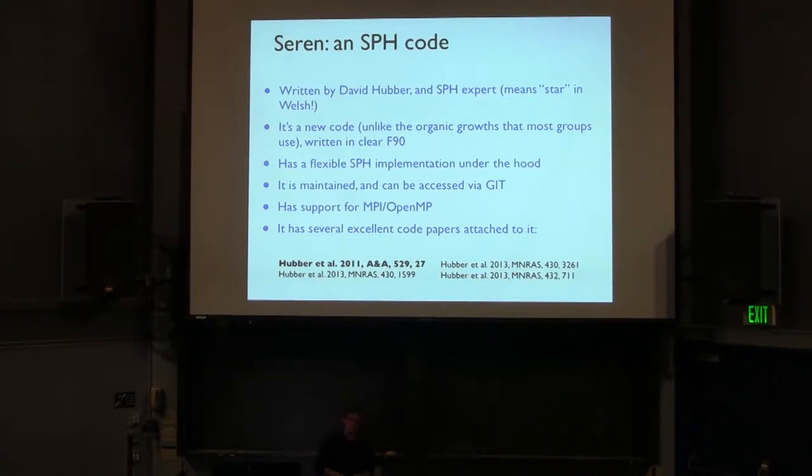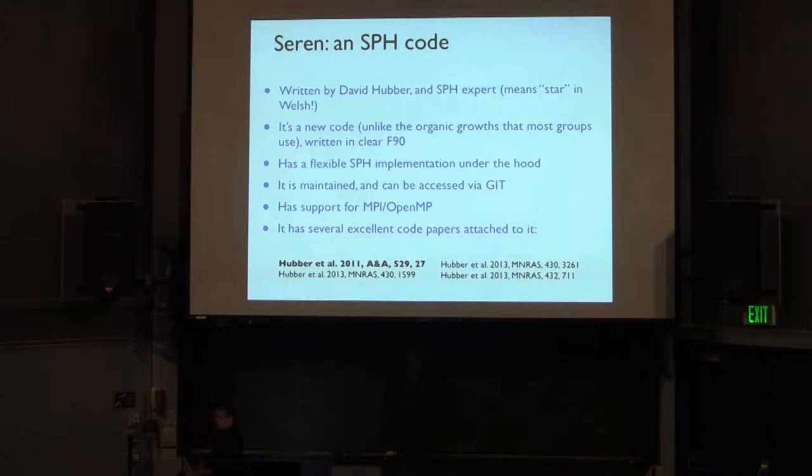So it's written in Fortran 90, which is nice. It's much cleaner than the codes that have been passed down through various groups over the years. Most importantly for this week, we're at a numerical workshop. You want to be able to play with the little bits inside the codes, and you want to use different flavors of SPH, for example. It has many different flavors of SPH under the hood, and so in terms of the numerical workshop, it's good in that sense. It's also maintained at the moment.